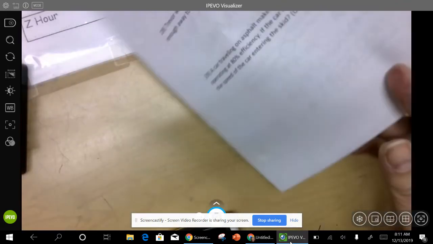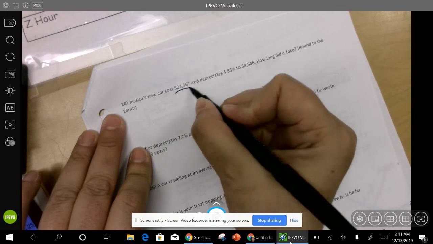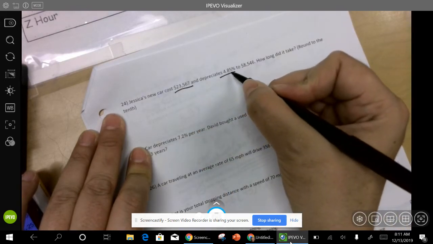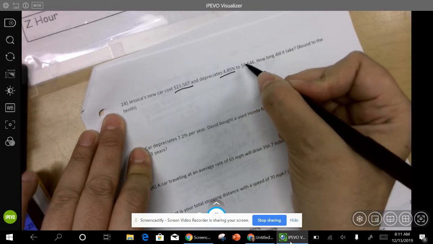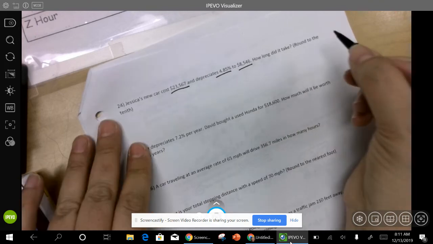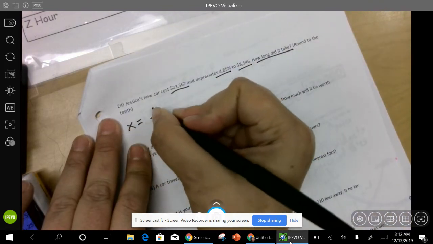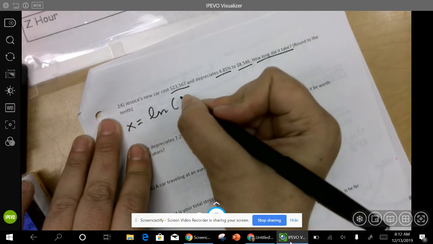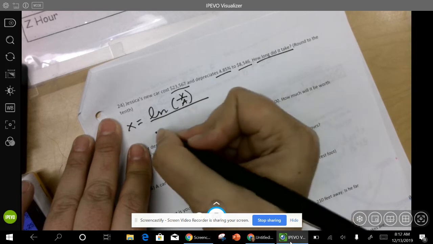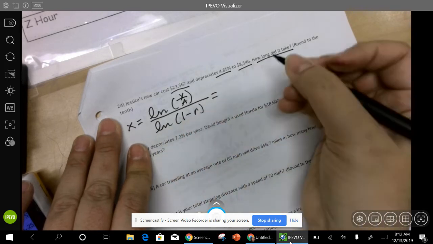Okay, this one, Jessica's new car cost $23,000, depreciates at a rate of 4.285% to $8,456. How long did it take? Okay, so everybody, that means that we're solving for the time. So it's going to be y over a. Remember, this is a fraction problem. And then 1 minus the rate as a decimal.